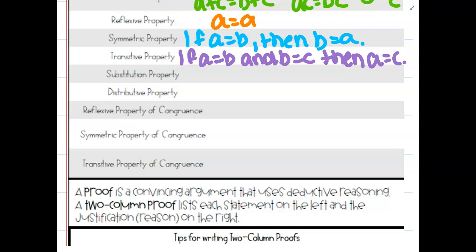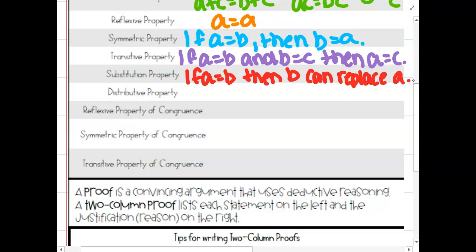The substitution property should be familiar as well. The substitution property we used last year in Algebra 1. The substitution property says if A equals B, then B can replace A. Whether it's a number, a segment, anything, those can replace each other.